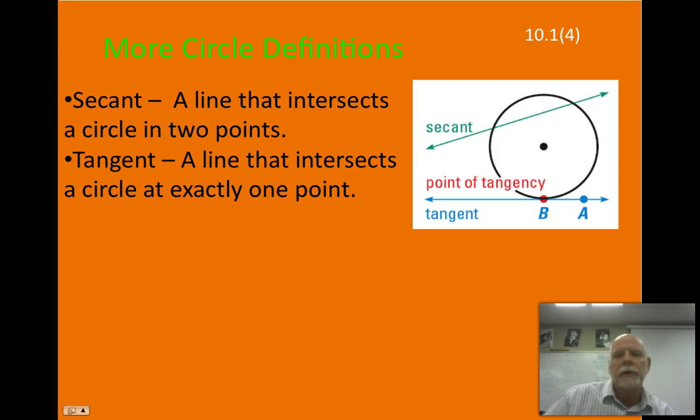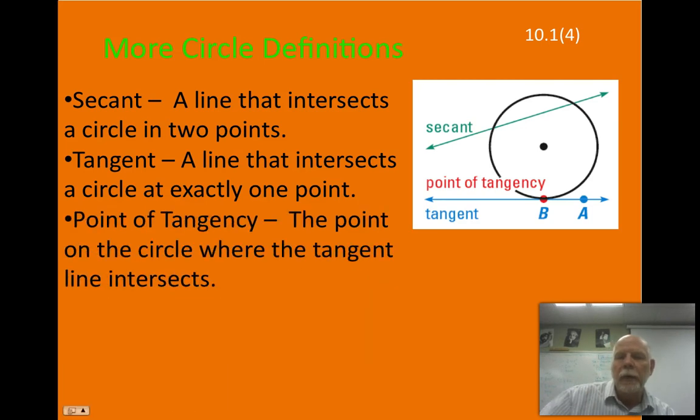Okay? And so a tangent line is a line that hits a circle in exactly 1 point. So it just barely skims by the circle and just touches it. Okay? And so line AB here is a tangent line in this diagram. And that point that it hits on the circle, point B in this particular case, is called a point of tangency. Okay, notice the spelling of that. It doesn't have a T in it at the end. It's just tangency. All right.